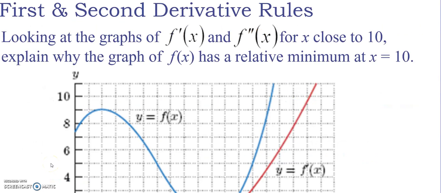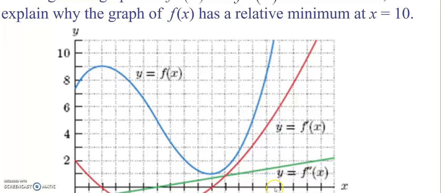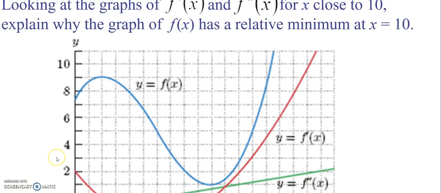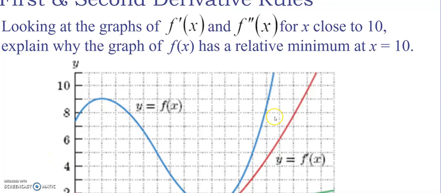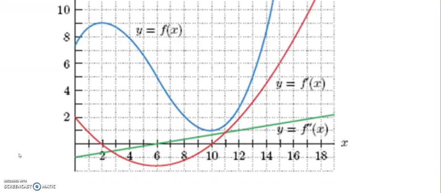Let's look at this with an example where we have the derivative of the function and the second derivative graphs. Looking at the graph of f prime, which is the red curve, and f double prime, which is the green curve, we're looking when x is close to 10. So why does f of x have a relative minimum at x equals 10? Using the first derivative graph and the second derivative graph, I want you to explain why that is. Pause the video, unpause when you're ready to discuss.